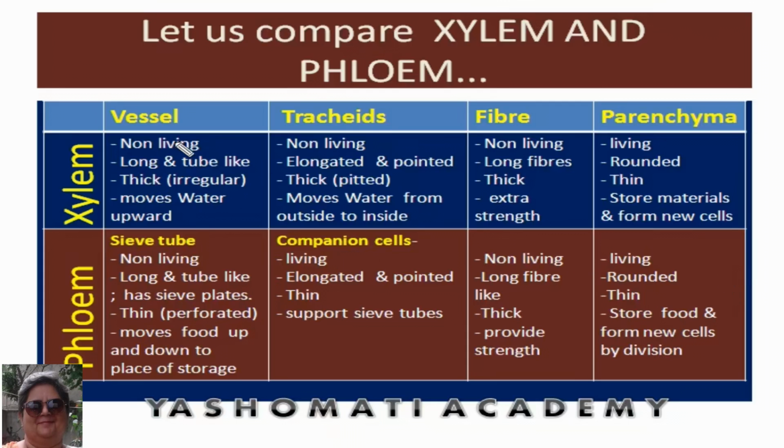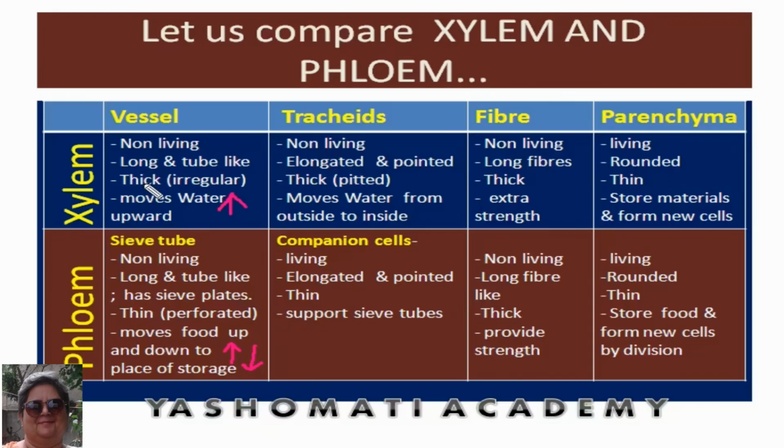But there are some differences between xylem vessels and sieve tubes, and between xylem tracheates and companion cells. Xylem vessels are non-living, and sieve tubes are also non-living. But xylem vessels have thickening at irregular intervals, whereas in phloem, the wall is thin and perforated. In xylem, water moves only in one direction, that means upward, whereas in sieve tubes, food can move upward and it can also move downward.